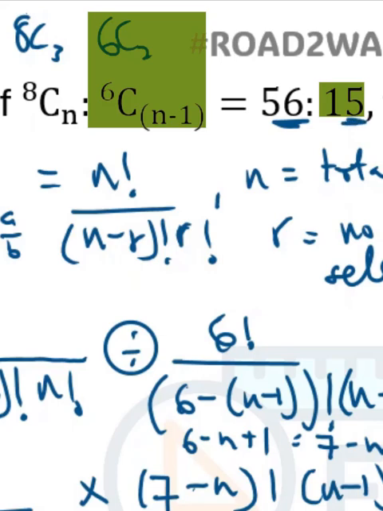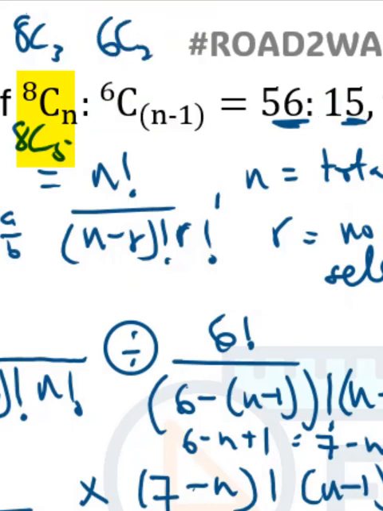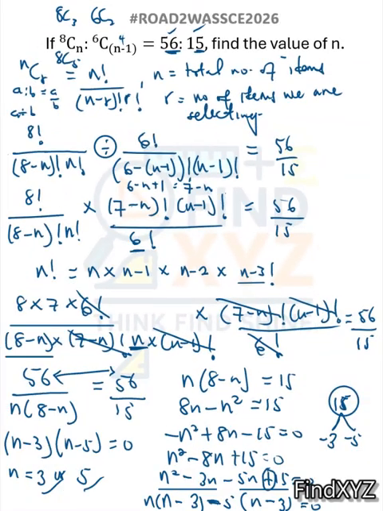Let's try the 5. So we are going to have 8 combination 5. That will also give us 56. It matches. Then 5 minus 1, that will give us 4. So 6 combination 4 will also give us 15. So both our values of n satisfy the given equation. So n is equal to 3 and n is also equal to 5. That is the answer to our problem.